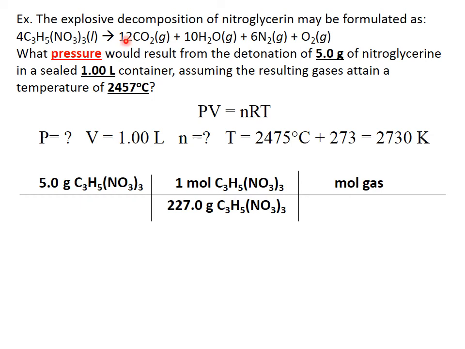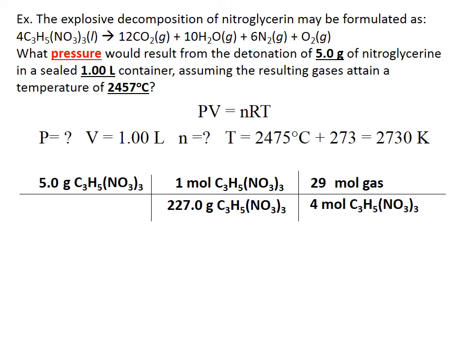So 12 CO2 plus 10 water, that gives us 22. Plus the 6 nitrogen, that gives us 28. Plus the 1 oxygen. So we have 29 moles of gas to 4 moles of nitroglycerin. So now we can go ahead and solve for our moles of gas.